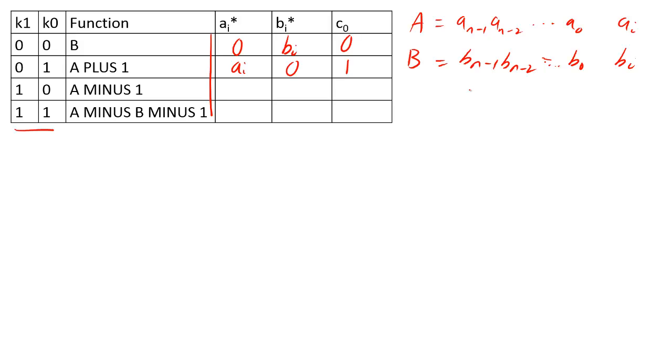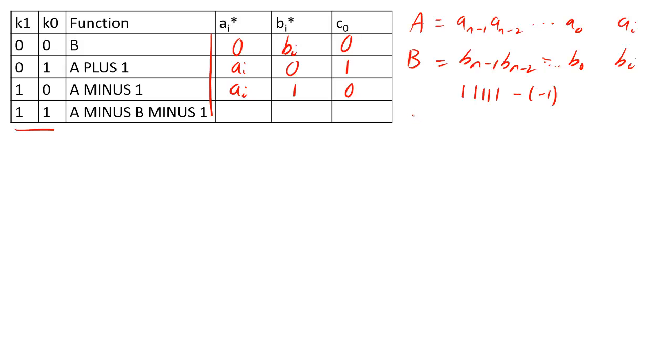In 2's complement, if I want to do a minus 1, as long as it's all 1s, this number is equal to negative 1 in 2's complement. So what I can do is I can have a sub i plus all 1s in my b column, and then plus 0 gives me a minus 1. And then a minus b minus 1.